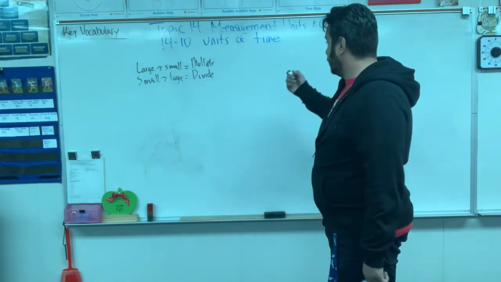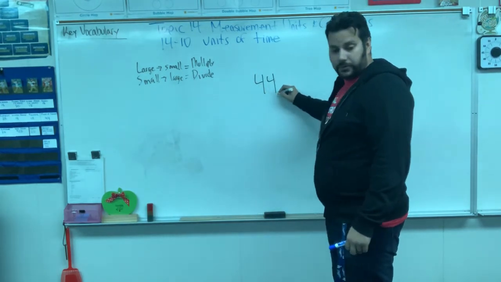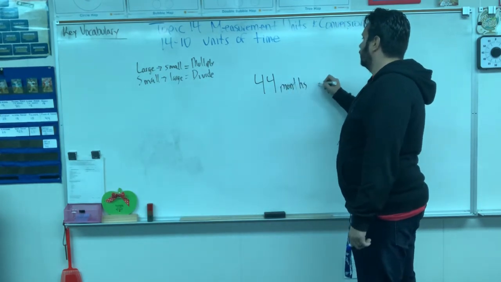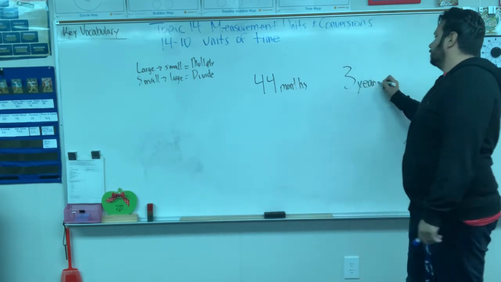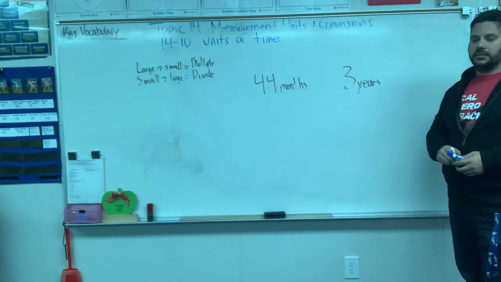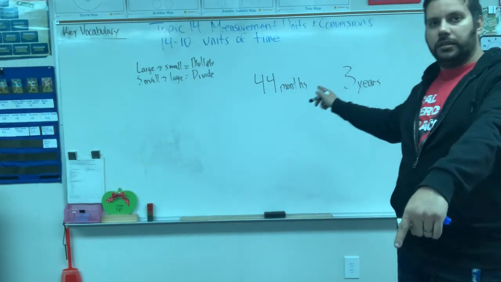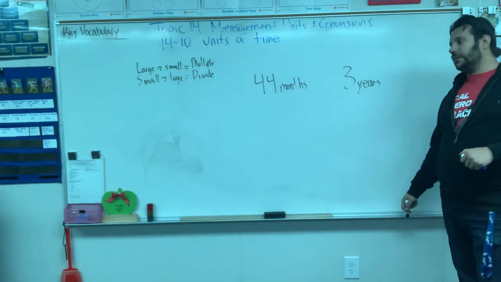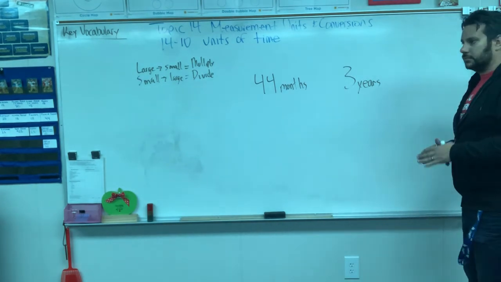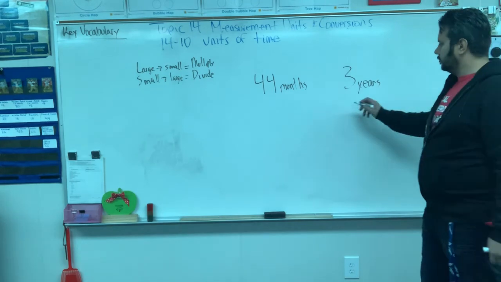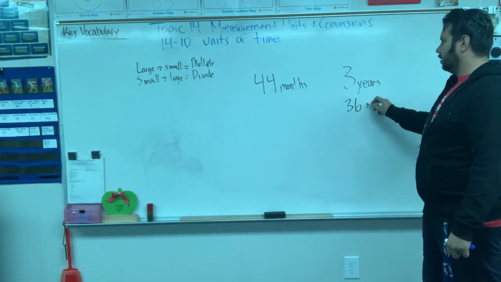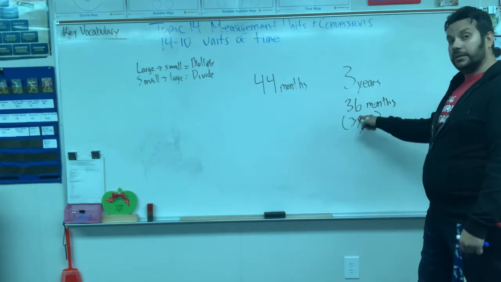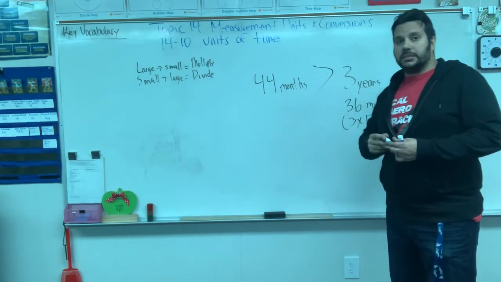One more. 44 months or 3 years. 44 months or 3 years. Look at your chart. Convert your years to months. Solve it. Pause it and solve. Three years is 36 months, right? 3 times 12. 44 is greater than 36.